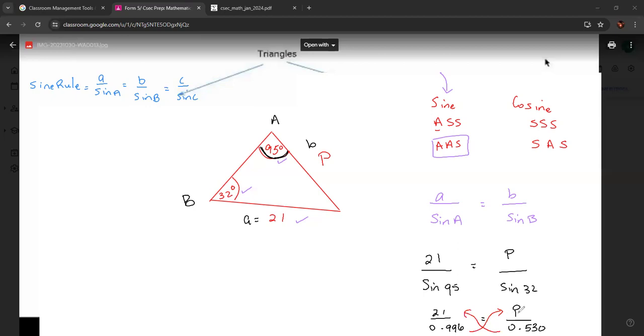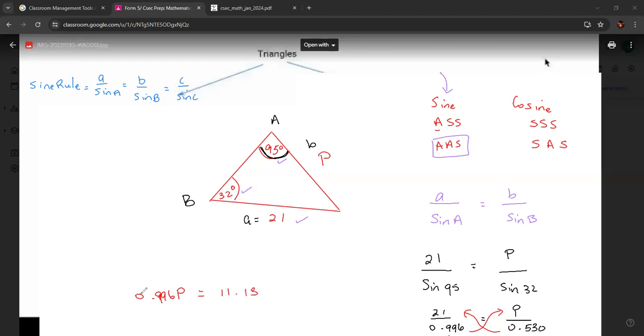So it becomes P times this. I'm working across here now. So P times that will be 0.996P. And then this times this, right? Remember cross multiplying. And I'll end up with 21 times 0.53. And I got 11.13.